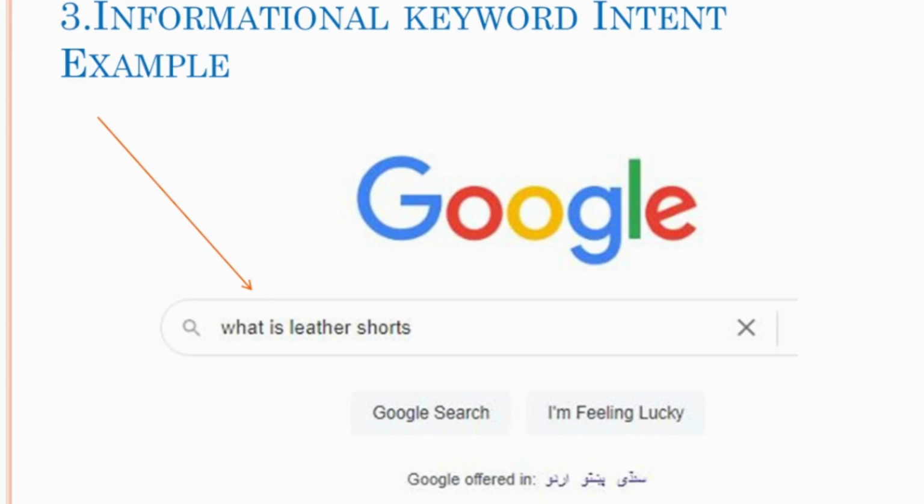In this keyword, we are looking to find information about a product. It could be leather shorts or it could be any product. So you can use it.